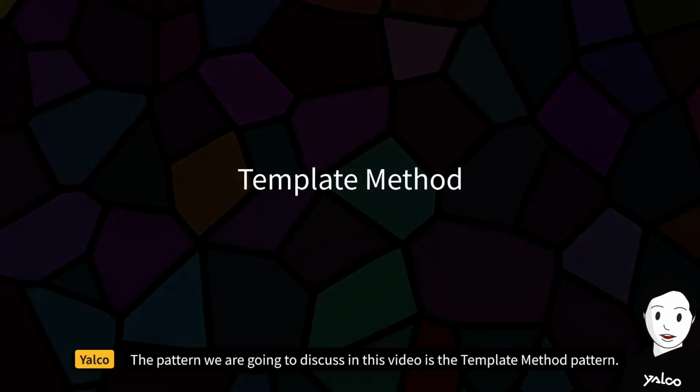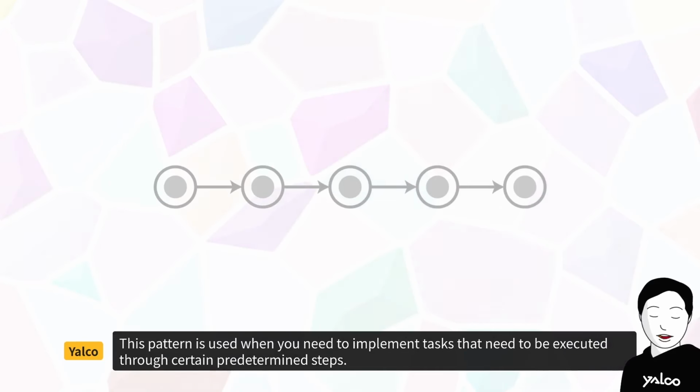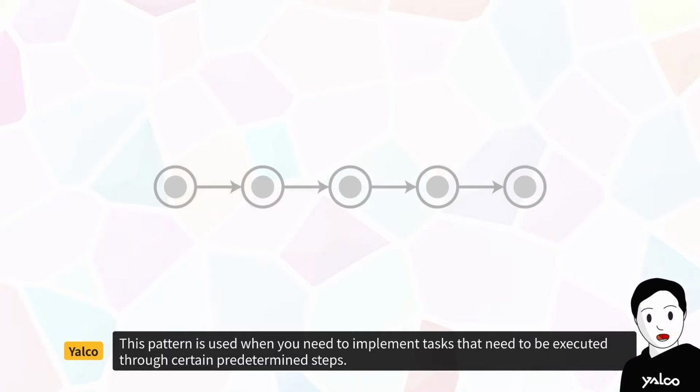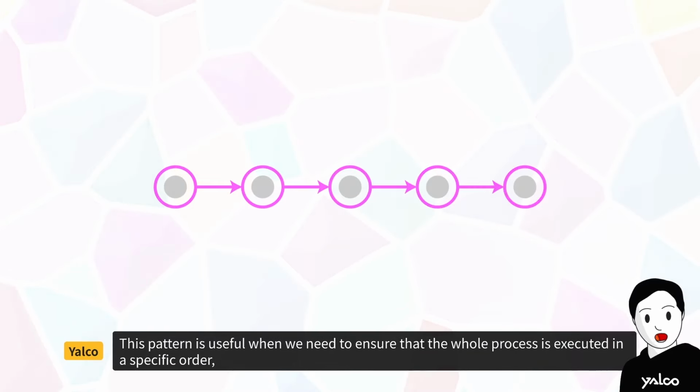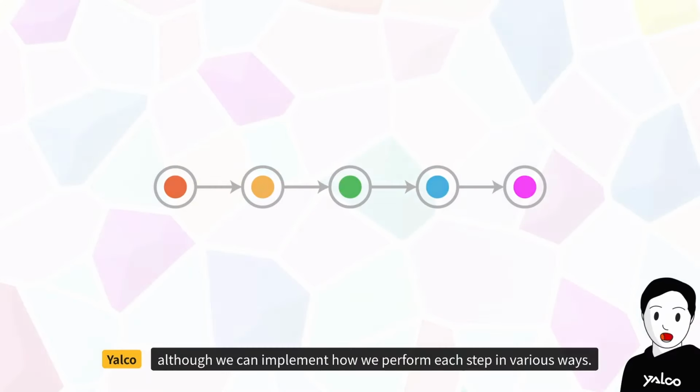The pattern we are going to discuss in this video is the template method pattern. This pattern is used when you need to implement tasks that need to be executed through certain predetermined steps. This pattern is useful when we need to ensure that the whole process is executed in a specific order, although we can implement how we perform each step in various ways.